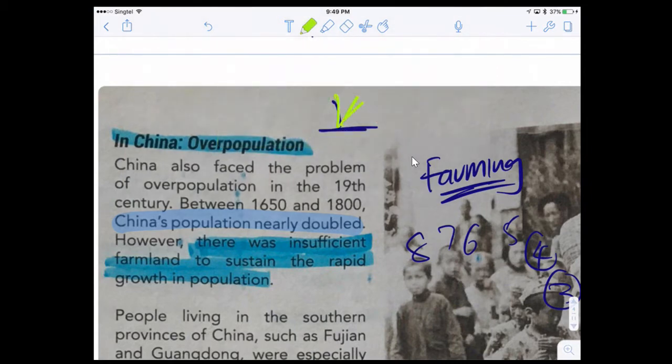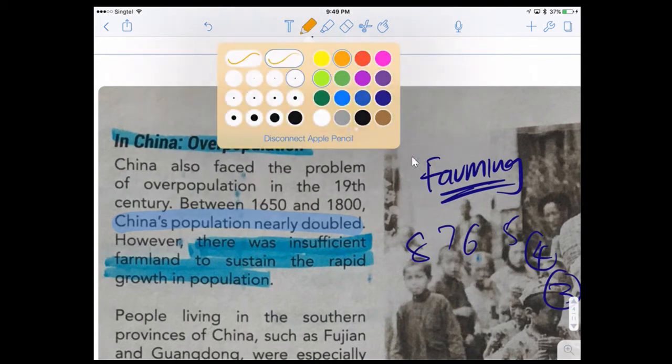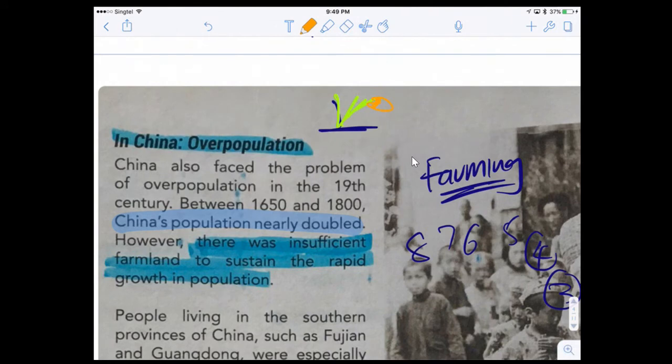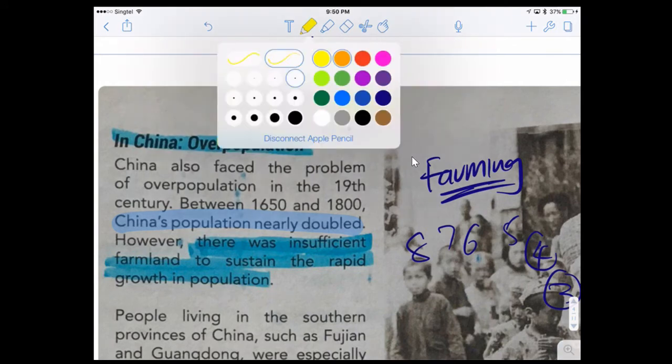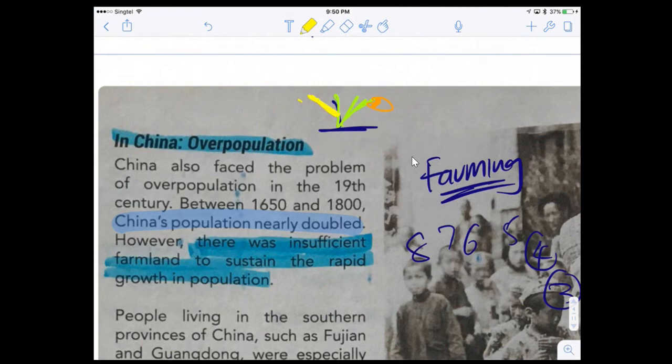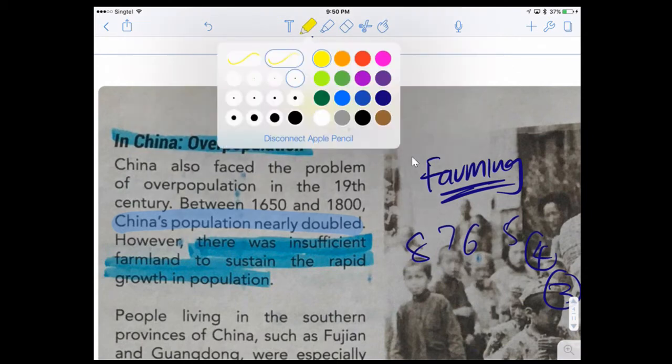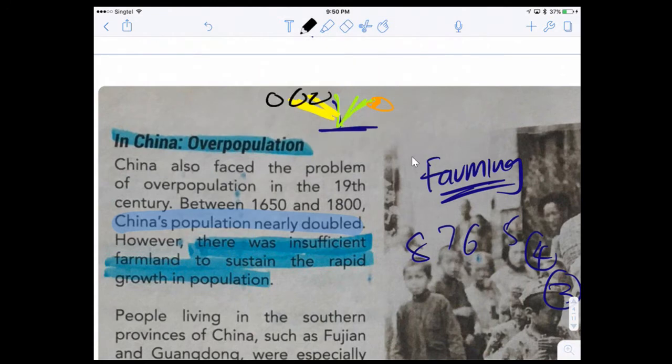To grow their crops, their beautiful crops, whether they want to grow carrots, or basically just grow wheat or rice. So when you have many people fighting for a single piece of land, of course you're not going to have enough food. So this is the problem that they face.